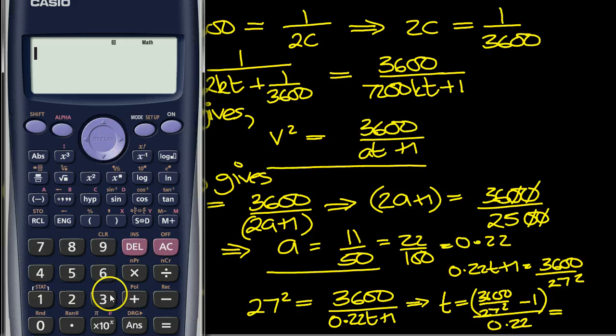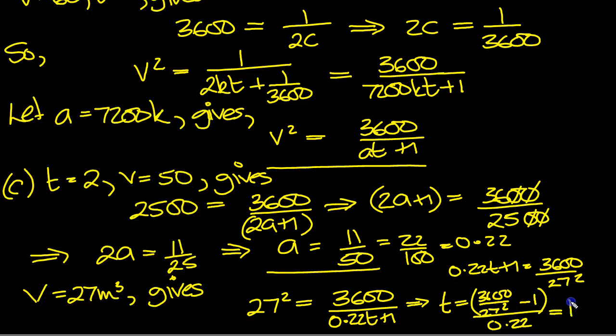Okay, so we got 3600 divided by 27 squared minus 1 equals, and then divide by 0.22 equals 17.9 to 1 decimal place. Seconds, 1 decimal place.